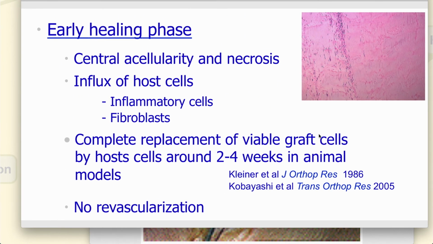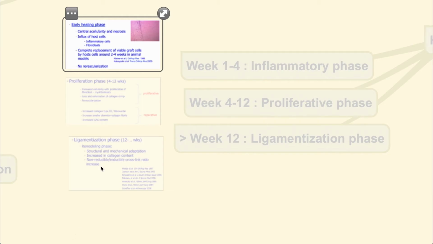And during this early phase, generally there is a central acellularity and necrosis. There's also an influx of host cells that carries inflammatory cells or fibroblasts, and then followed by complete replacement of viable graft cells by host, usually in around 2 to 4 weeks, and no revascularization during this phase.